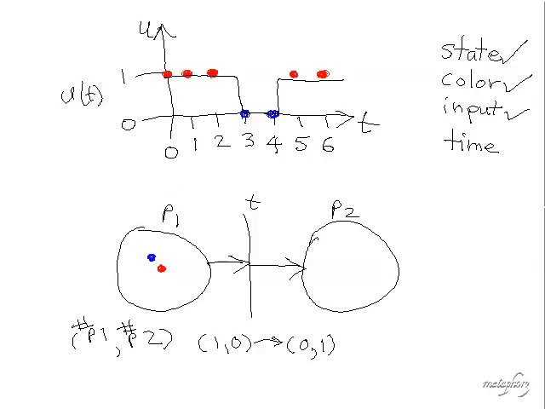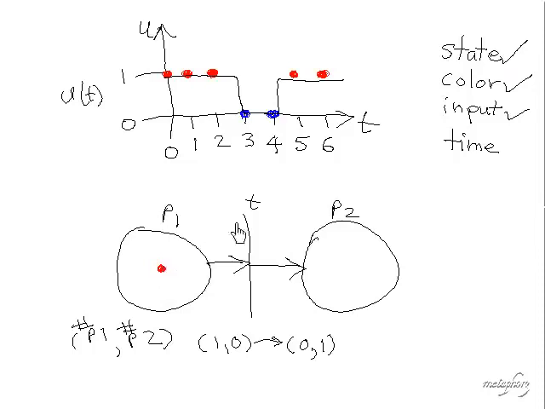So then what we would have at time 0 is this Petri net right here. Because at time 0, we can see that we have a token that's deposited into P1, and that's the situation we have.